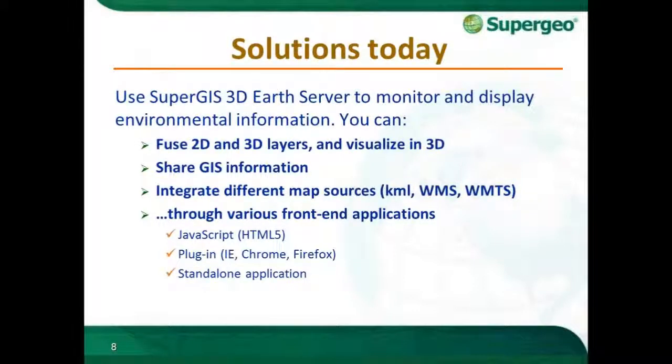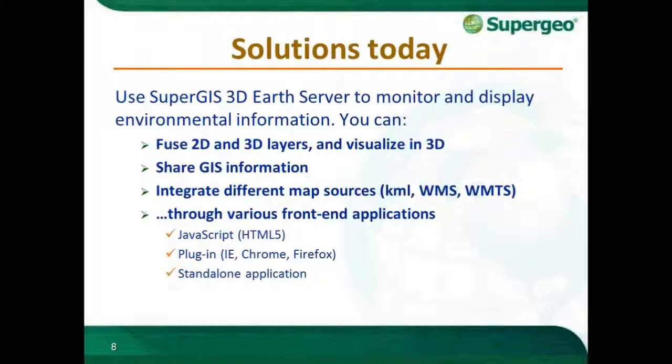All right, the product we propose today is SuperGIS 3D as Server 3.2. It can help you to visualize your data in 3D and share it through the internet. Also, you can integrate maps from different sources like KML, WMTS, and OGC formats into this 3D platform. And you can also drape those layers onto the terrain. So we provide various front-end applications for you to access the 3D map, including JavaScript, plugin, and standalone application.